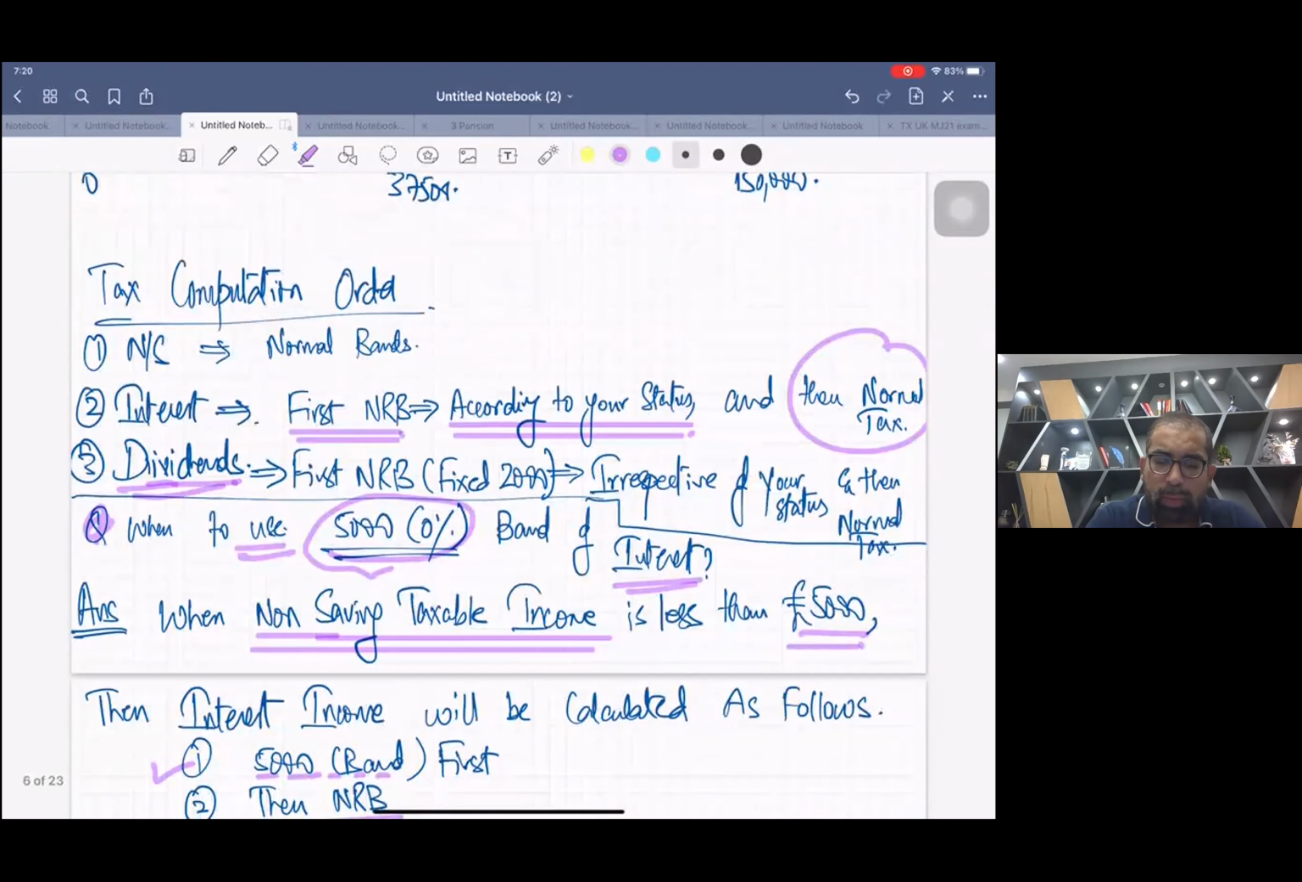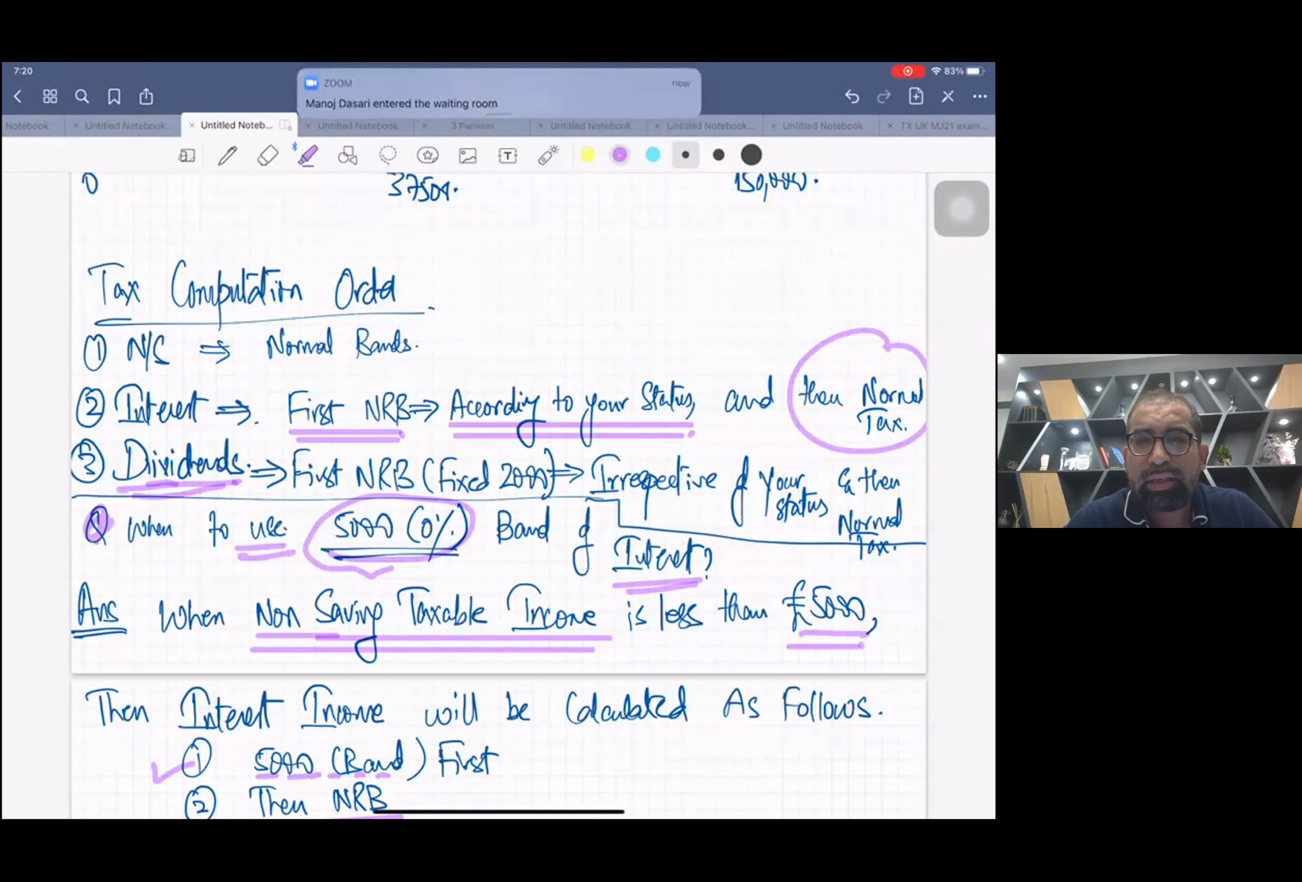First of all, you will compute tax on non-saving income. Then you will come to interest income. How to calculate interest income tax in this case?